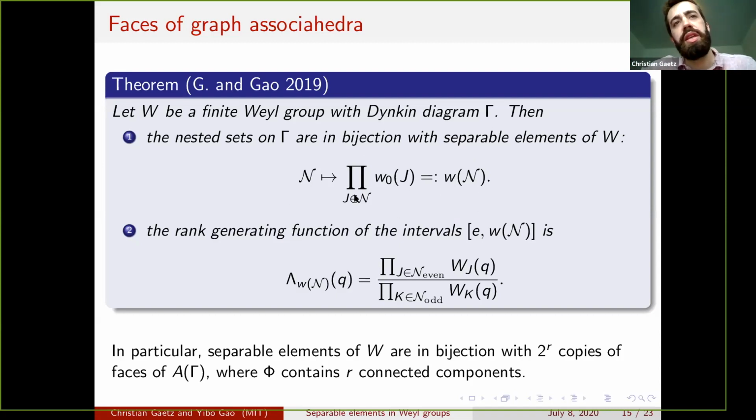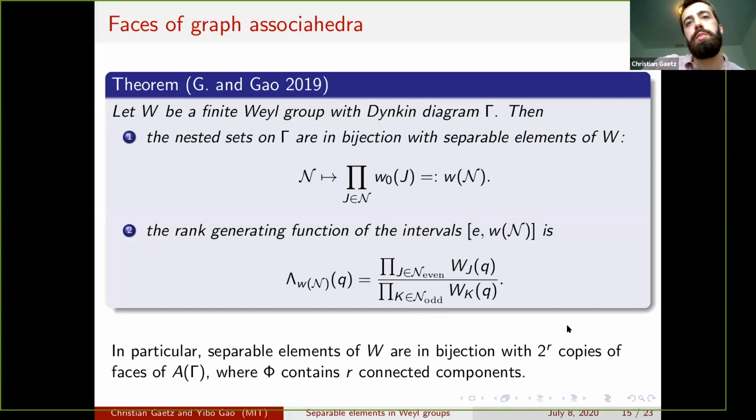I should mention that this expression is far from a reduced expression. There's a lot of cancellation that goes on when you do this multiplication. The rank generating function for the weak order intervals below a separable element can then be given a nice formula in terms of these nested sets. So this rank generating function is just a quotient of two products. N even just means the sets in my nested set which are at an even level of nesting, and N odd are those at an odd level of nesting. And I just take the rank generating functions of those corresponding parabolic subgroups.